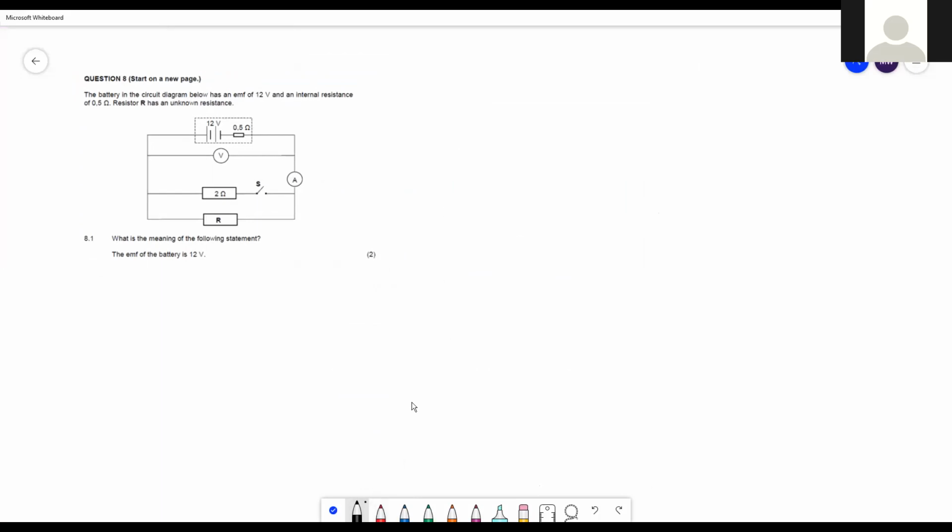Okay, so they were asking us for the reading on the voltmeter. So we basically want to know what V lost is. We want to know what V load is, but in order for us to know what V load is, we have to find V lost first. Okay, so 8.2.1, they're asking for V load. They're asking for your reading off of this voltmeter.